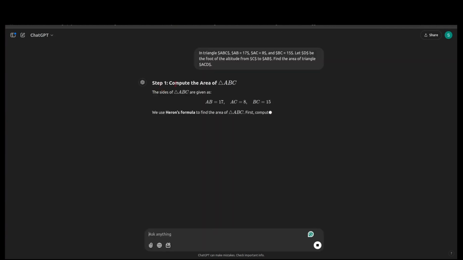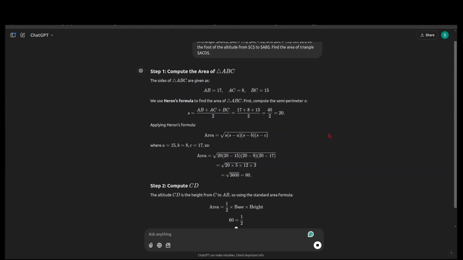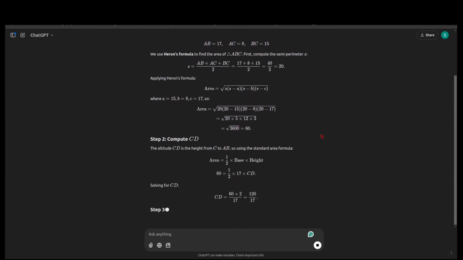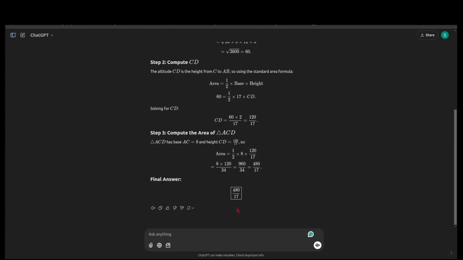It gives the output in step-by-step manner. So step 1 is to compute the area of ABC. And the sides of triangle ABC are given as AB, AC, BC, and it goes to step 2, which is to compute CD, which is the height from C to AB. And then it gives the final answer 480 by 17, which is wrong actually. So the right answer is 3840 divided by 289.